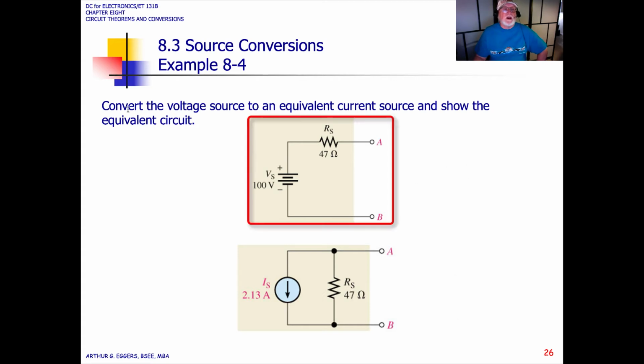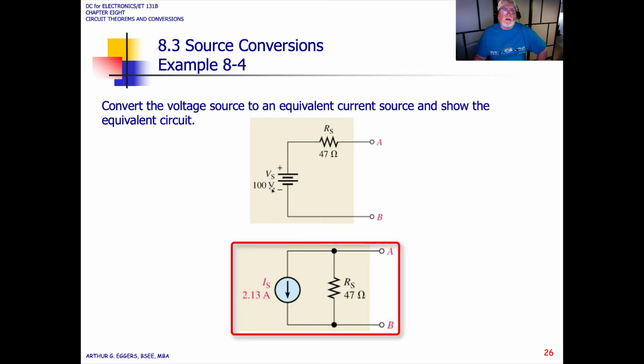So if we take a look, we're going to convert the voltage source to an equivalent current source and show the equivalent circuit. In this case, we have a 100 volt source and a 47 ohm resistor. To calculate the current value, again, we take V sub S divided by R sub S, and that will give us our current value of 2.13 amps. And then we merely place the resistor in parallel.